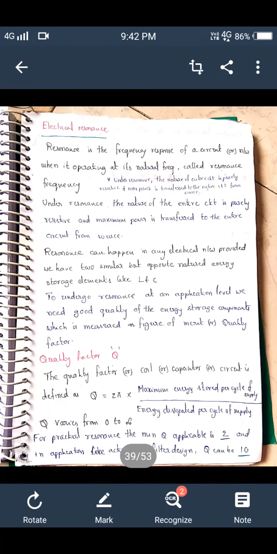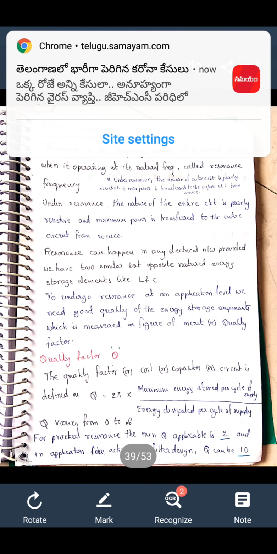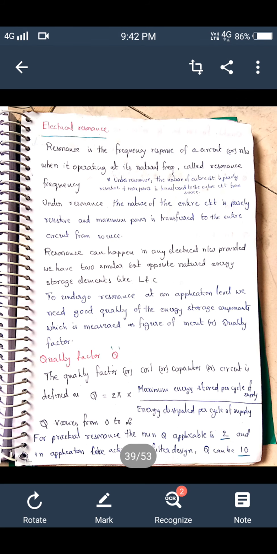The topics are quality factor and bandwidth. So quality factor, generally we define quality factor for any coil, any electrical machine or any electrical device. If the resistive nature is less, we can say it's a good quality one. But to define quality factor for any circuit, we are using a formula as the definition.